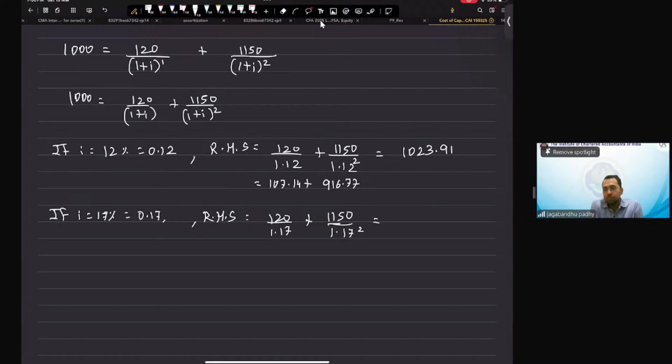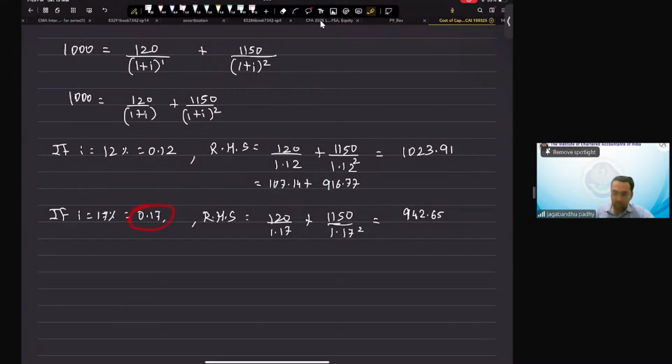What's the value? Give me the total value of this. 120 divided by 1.17 and 1150 divided by 1.17 square. How much is this? 942.65. That's 942.65, right? 942.65.